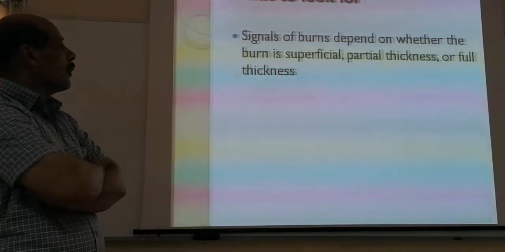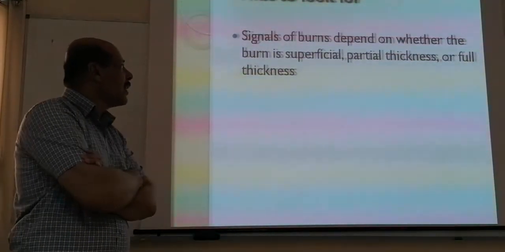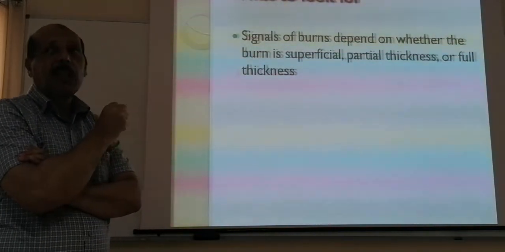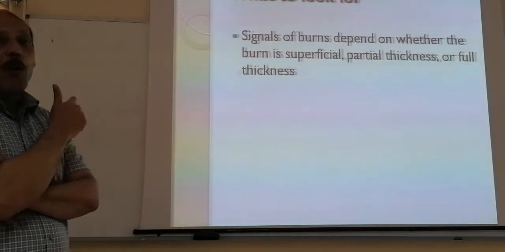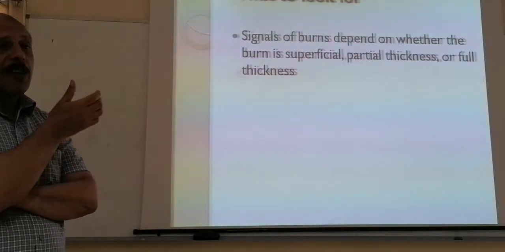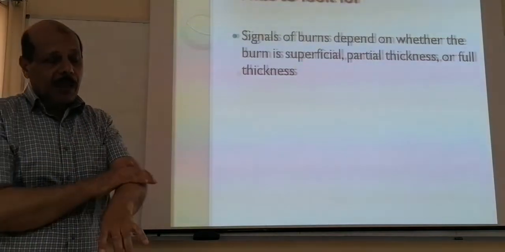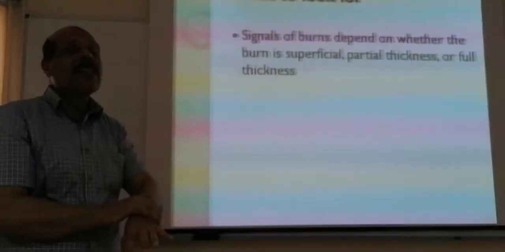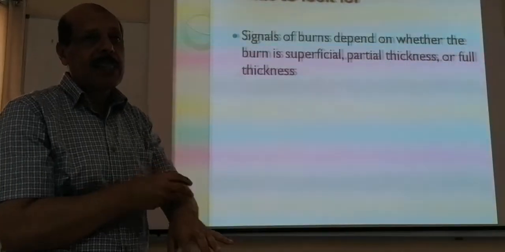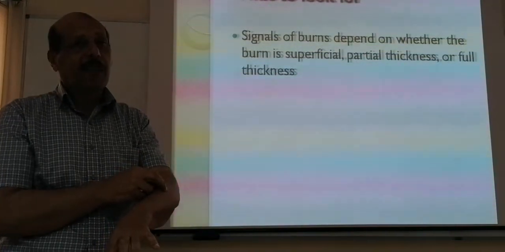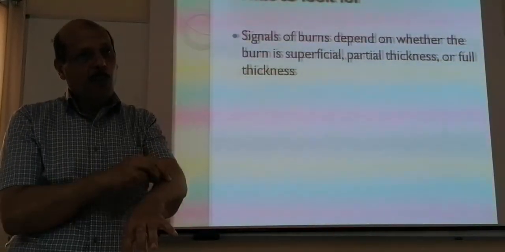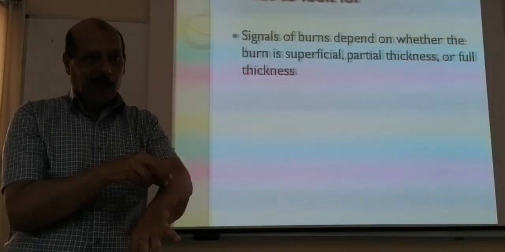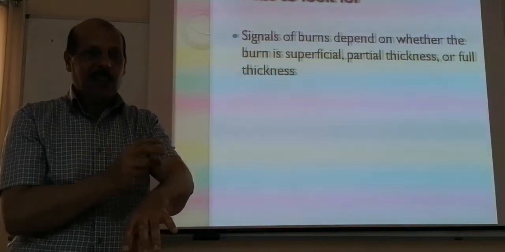So what to look for? You have to look for the signs of burn, depending upon whether the burn is superficial, partial thickness, or full thickness. If it is a superficial burn, usually you will only see redness. If it is a second degree burn, in this case you will see blisters. Blisters are filled with water. Those swellings will be coming out and water will be inside. This we call blisters.